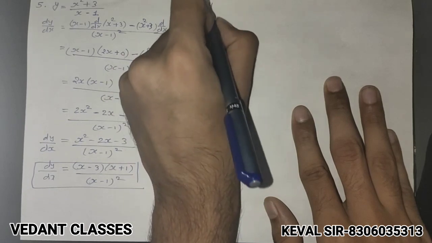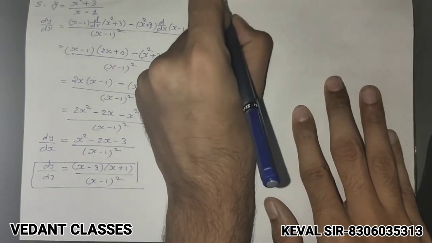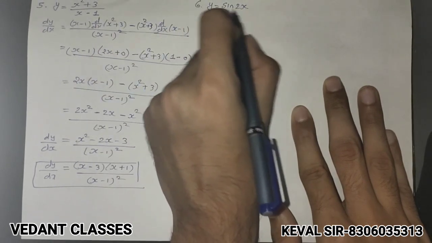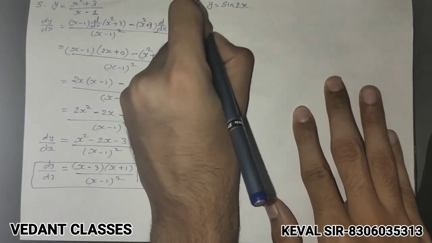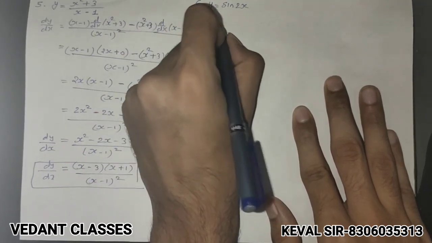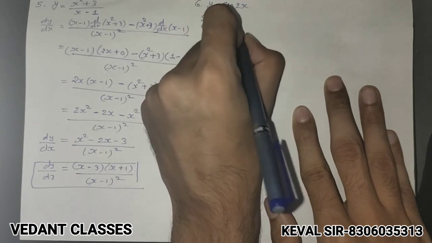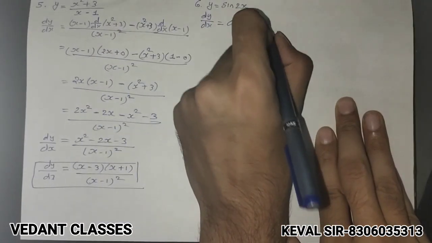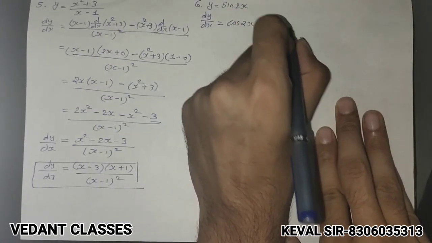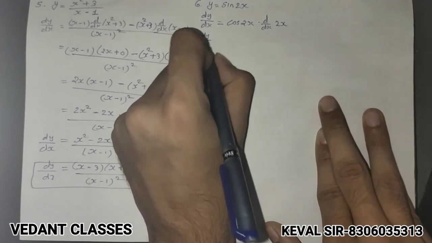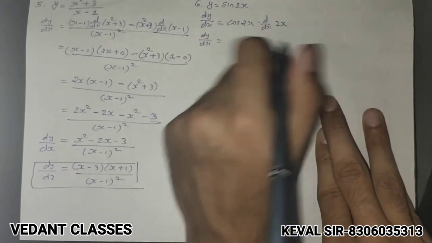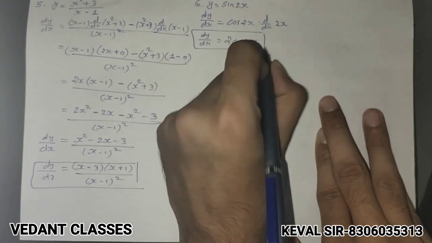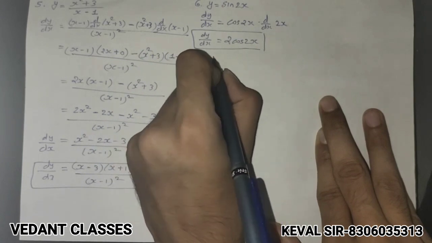Sixth question. Y is equal to sine 2x. So now you can see it is in the composite form. Okay, y is equal to sine 2x, it is in the composite form. So first of all, carry out the derivative of sine. So derivative for sine is cos 2x. Okay, keep the function as it is, cos 2x and d by dx of the function, that is 2x. So dy by dx will be, the derivative of 2x will be 2 only, so 2 cos 2x. This will be the answer.